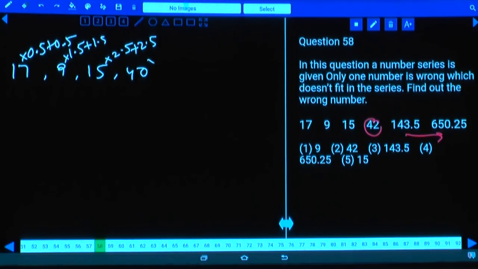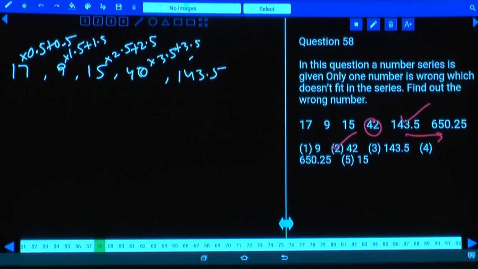As 40 is here, then 40 into 3.5 plus 3.5, check out whether it is given correctly or not. 40 into 3 is how much? 40 into 3, 120 plus 20, 140 plus 3.5, 143.5. Yes, that is the correct number. Hence, what is the wrong number here? Wrong number is 42. That is choice 2. The correct number is 40. Wrong number is 42. 143.5 is the next one. And this is about 58.